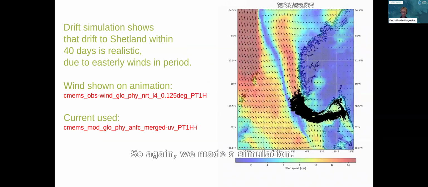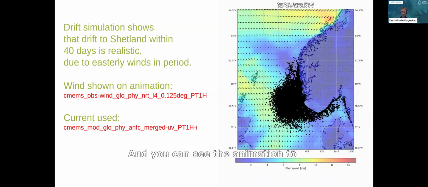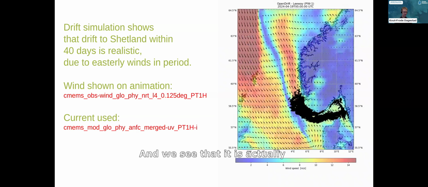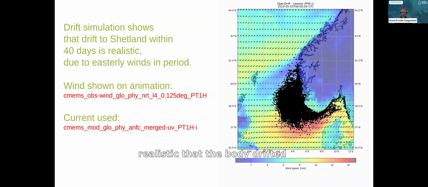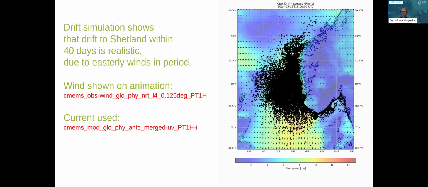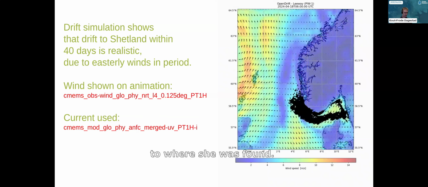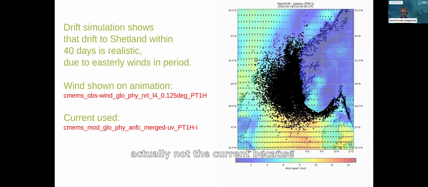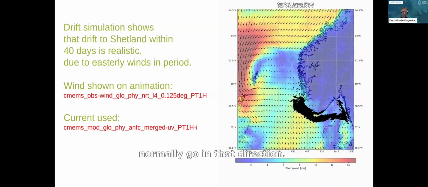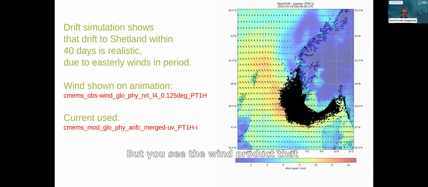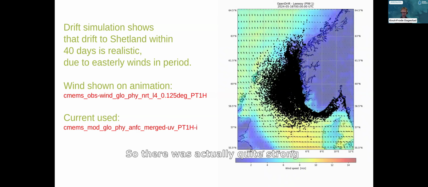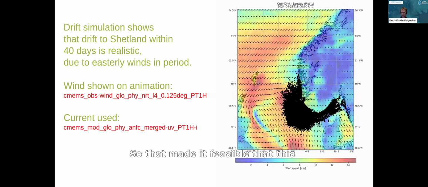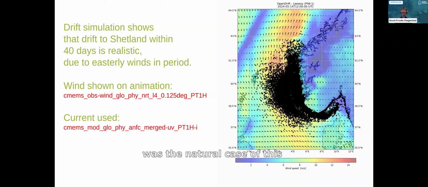So again, we made a simulation, and you can see the animation to the right. This animation is for 40 days, and we see that it is actually realistic that the body drifted from where she went missing to where she was found. And in this case, it was actually not the current, because the current wouldn't normally go in that direction. But you see the wind product that we see in the background here. There was actually quite strong easterly wind in exactly this period. So that made it feasible that this was the natural cause of this incident.